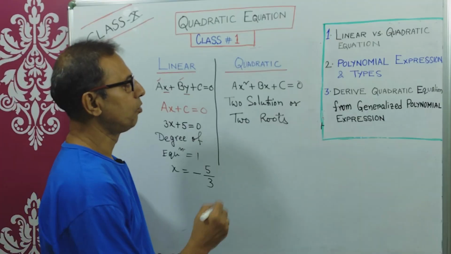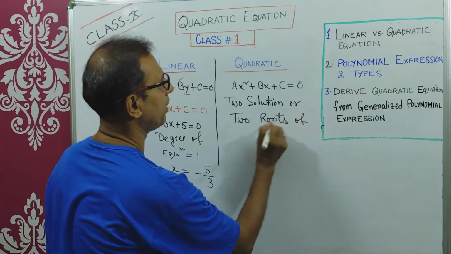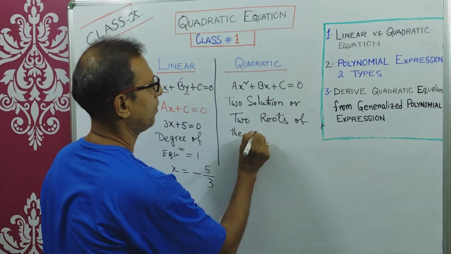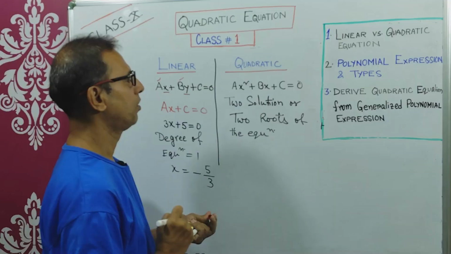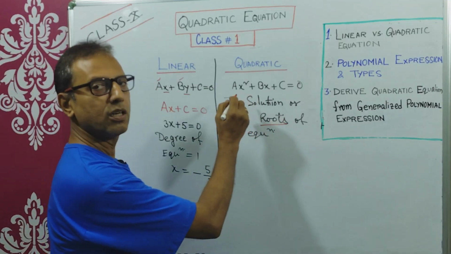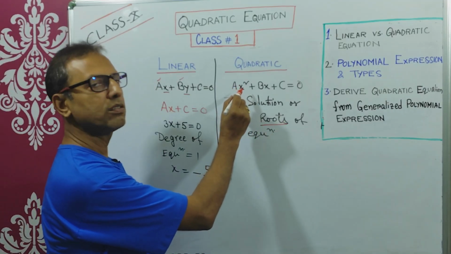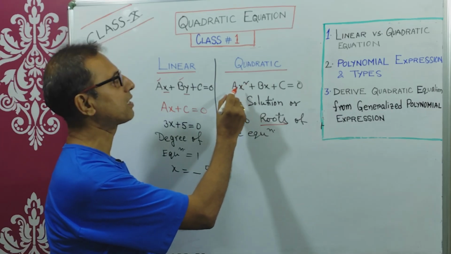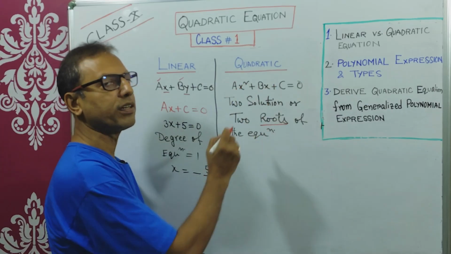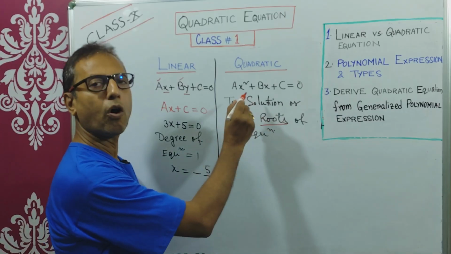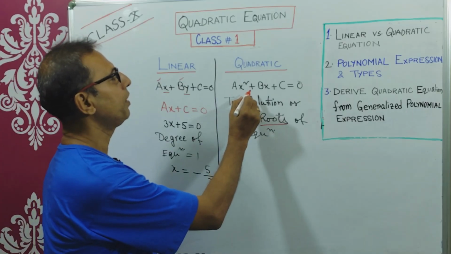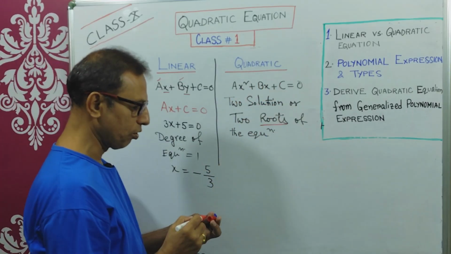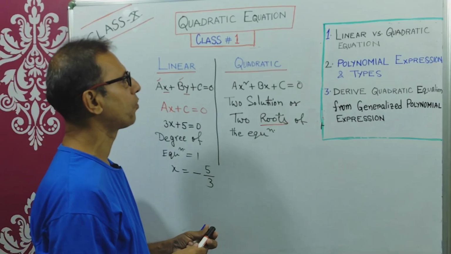The 2 solutions are the 2 roots of the equation. These are called roots, the values of x. So 2 values are there, because the degree of the equation, or the maximum power of the variable, is 2. Therefore for a quadratic equation we will have 2 roots or 2 solutions of the variable, right? So ax square plus bx plus c equals 0 is the standard form of quadratic equation.